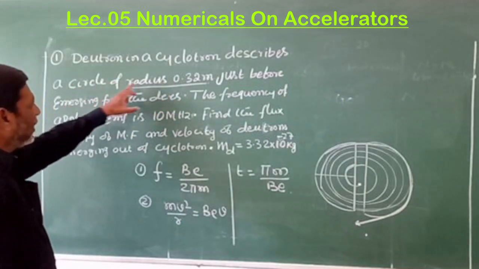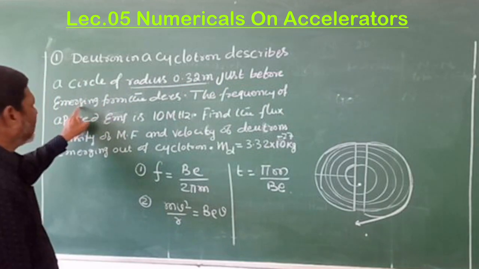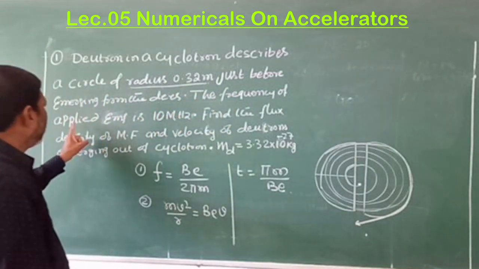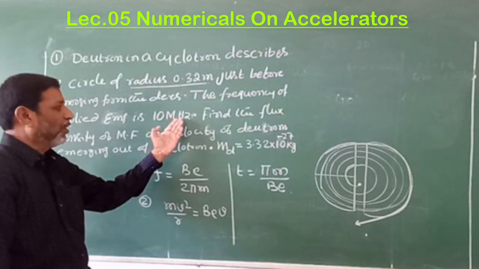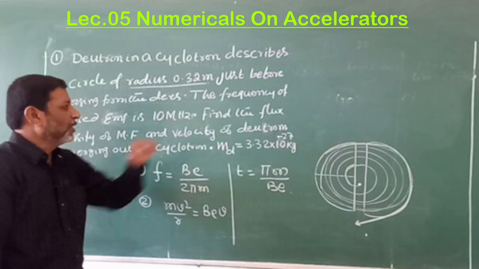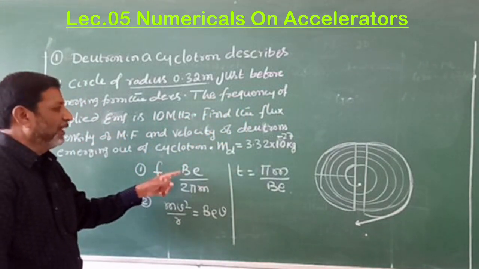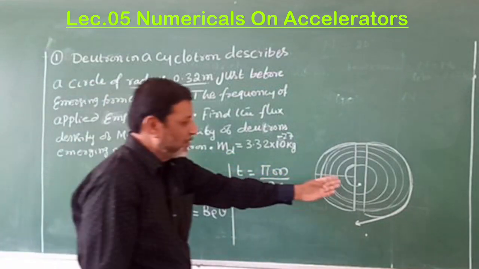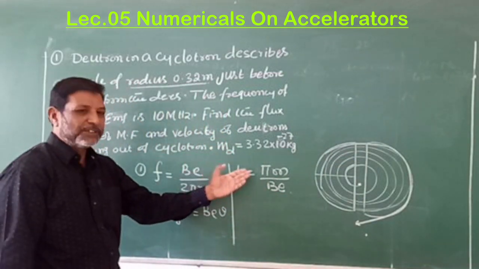A circle of radius 0.32, just before emerging from the Ds. Next, what is given here? The frequency of applied EMF is equal to 10 megahertz. This is given. Then you have to calculate the flux density of the magnetic field, meaning the magnetic field B. Since the particle used here is a deuteron, the mass of the deuteron is given to you.